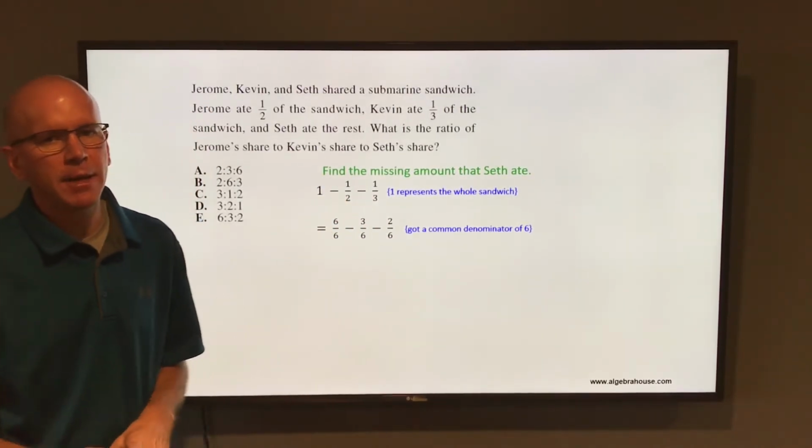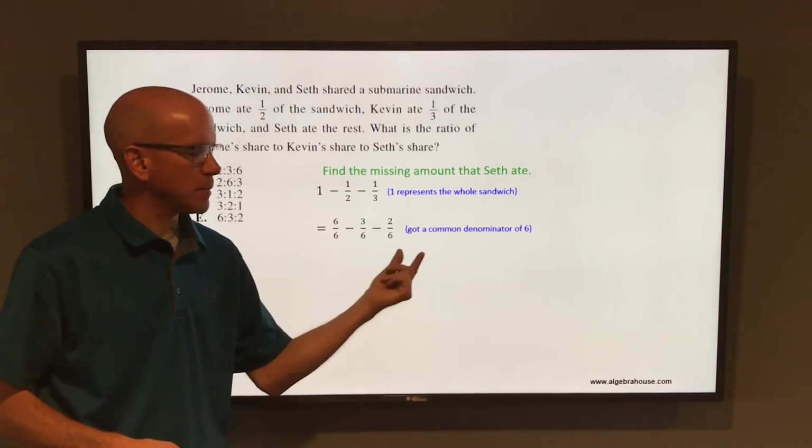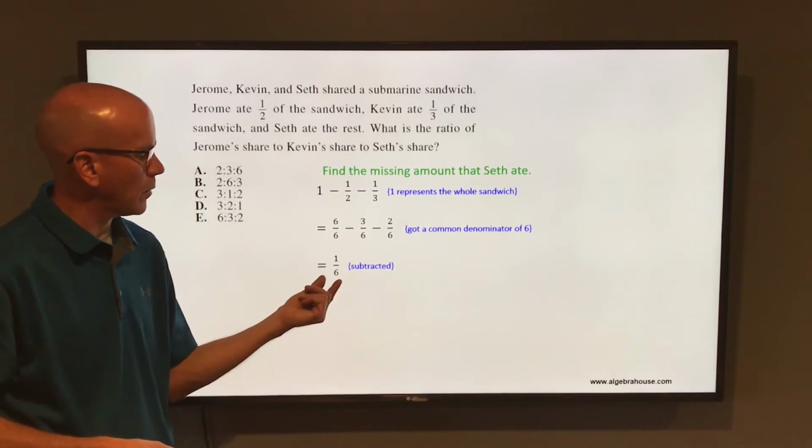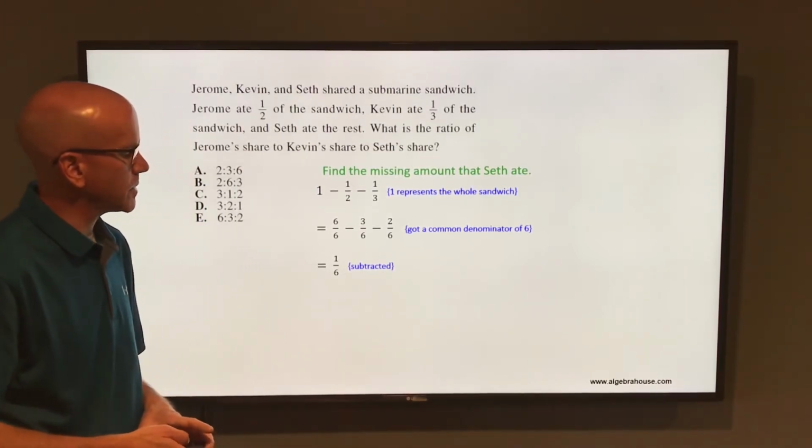So getting a common denominator of 6, I can now subtract those. 6 over 6 minus 3 over 6 minus 2 over 6, that is going to be 1 over 6. So it's telling you right there that Seth ate 1/6 of the sandwich.